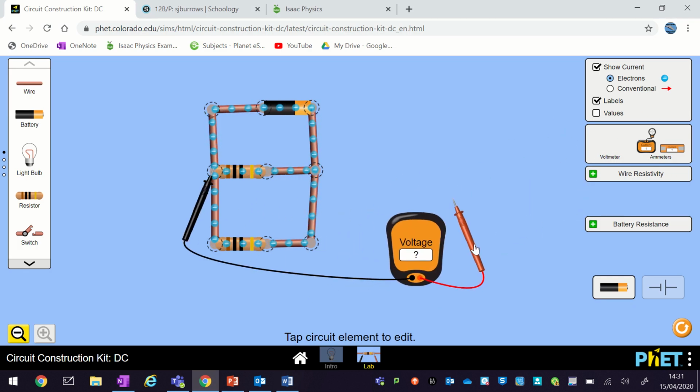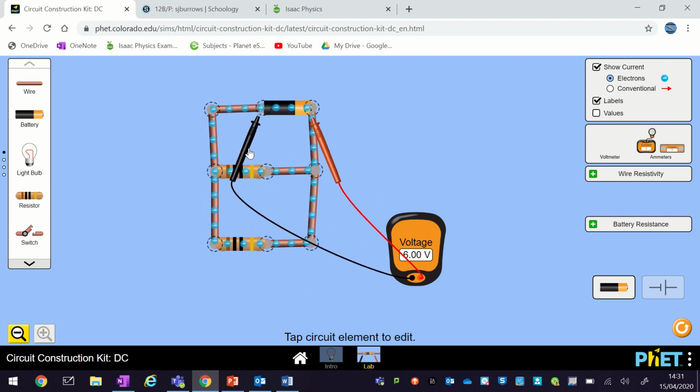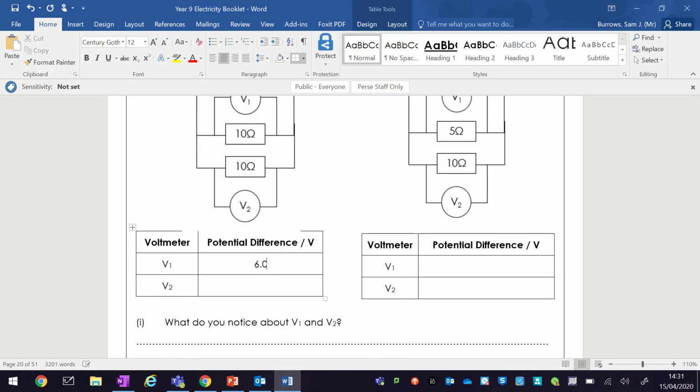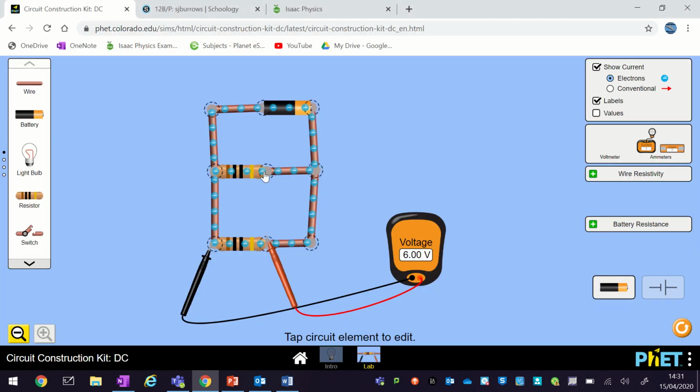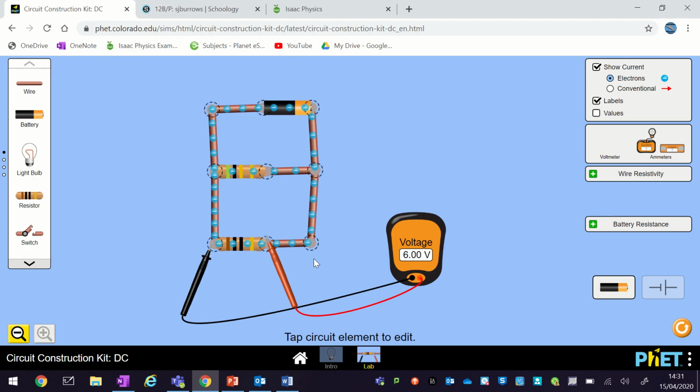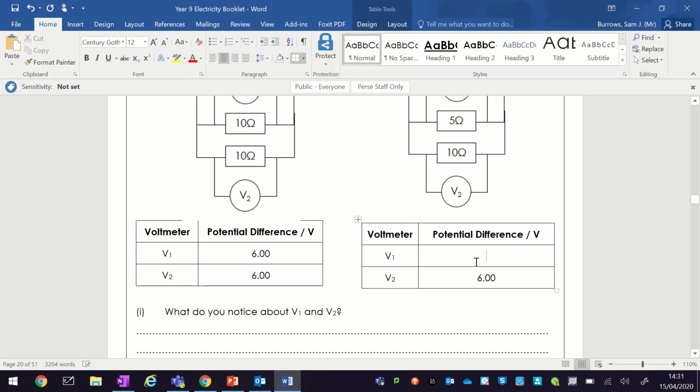So if we go across this first one, we can see it's 6. We know already that across here it's 6. And if we go across here, we measure a potential difference of 6. So that one was 6, and that one was 6. Now we're going to change this one to a 5 ohm resistor. And you'll notice this one, unlike when we had a series circuit, stays exactly the same. It's still 6. And that one's also 6.